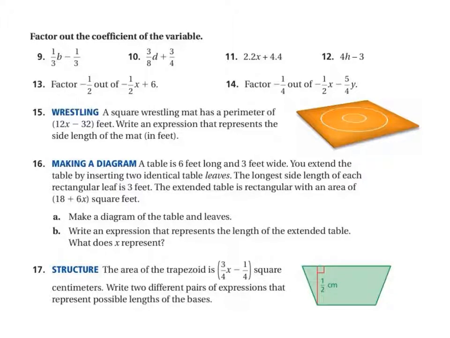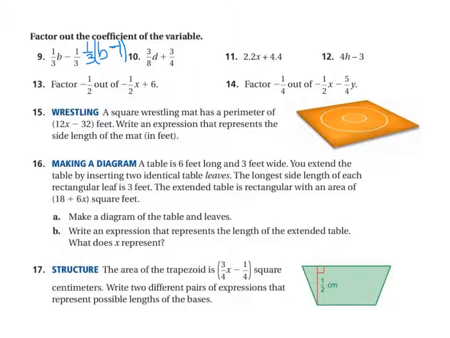So we are going to practice that with our odd-numbered problems here. Number 9, 1/3 b minus 1/3 is going to equal, I'm going to pull out the 1/3, and we're going to put parentheses. So 1/3 times b is 1/3 b, and 1/3 times 1 is 1/3, and there's a subtraction sign in between them. So 1/3 times b minus 1 equals 1/3 b minus 1/3.